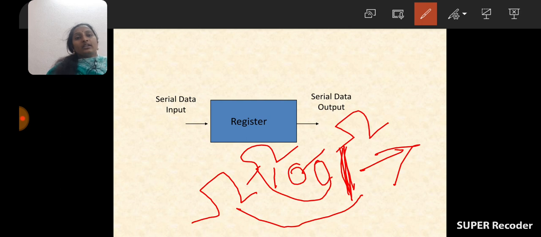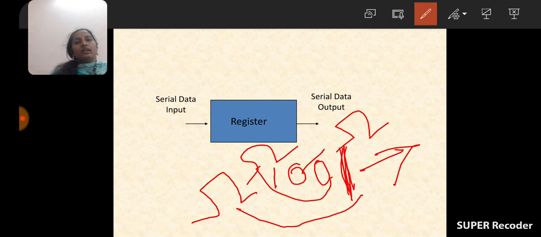So here the bits must be transferred bit by bit, serially. Because of serial transfer, more time will be required and more delay will be produced. But what is the advantage? Accuracy is there, bit by bit. If we transfer the information bit by bit, high accuracy is achieved. Of course the speed is less, but accuracy is very high in serial data input and serial data output.